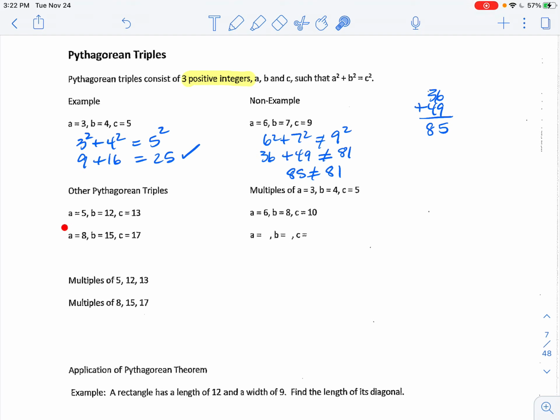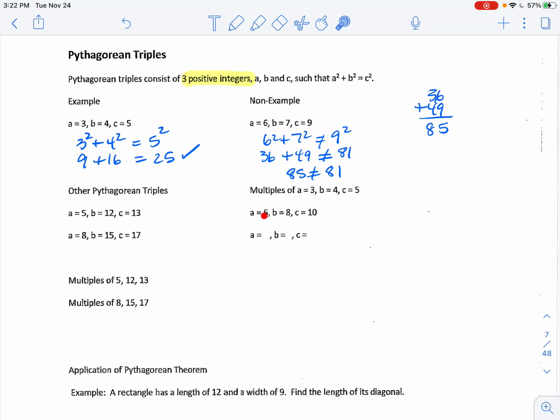Okay, here's a couple more examples of Pythagorean triples. 5, 12, and 13. This would be 25 plus 144 equals 169. That works. 8 squared and 15 squared is equal to 17 squared. That one works. Also, multiples of 3, 4, 5.